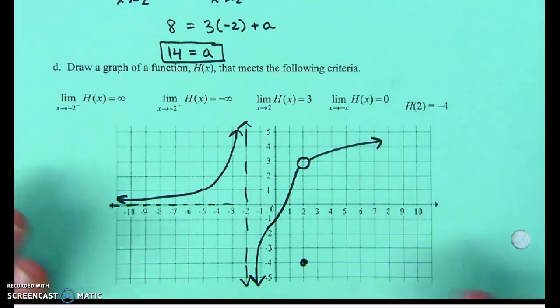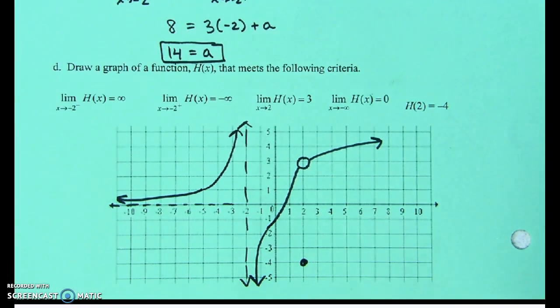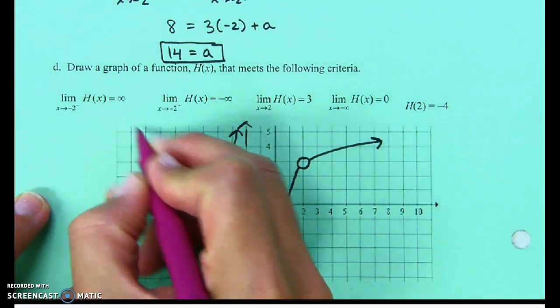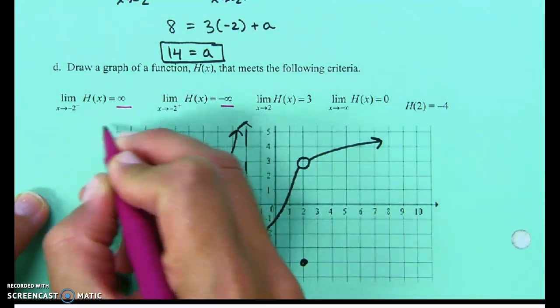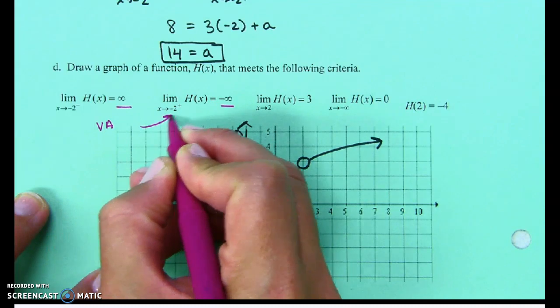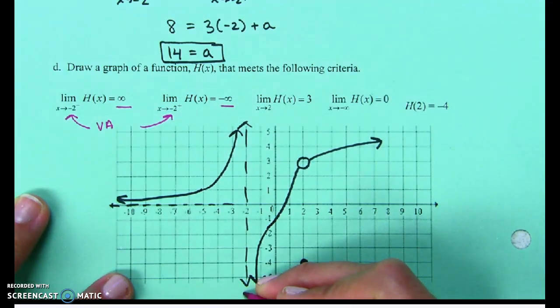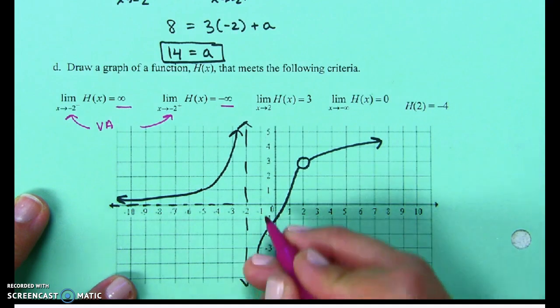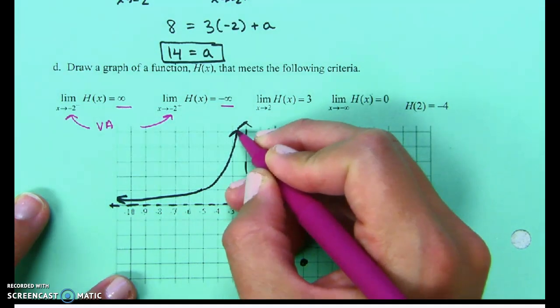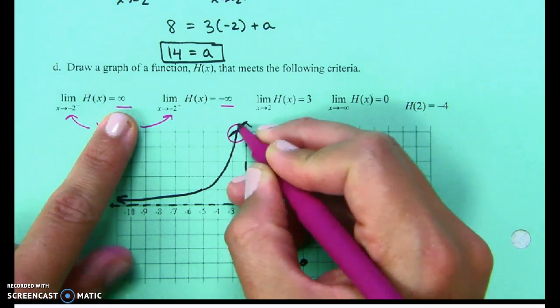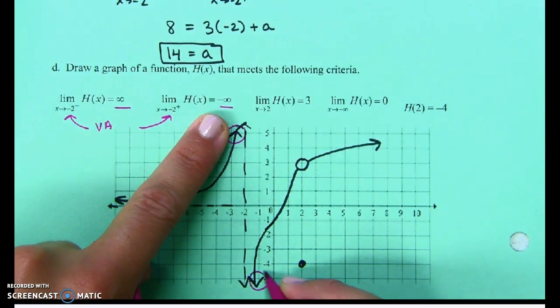And then your drawing should look something like this. So anytime a limit is equal to infinity here, and here, that means you're going to have a vertical asymptote at negative 2. So you should have drawn that vertical asymptote first. And as you approach it from the left, we're going to positive infinity. That's what this means. And negative infinity as you approach from the right.